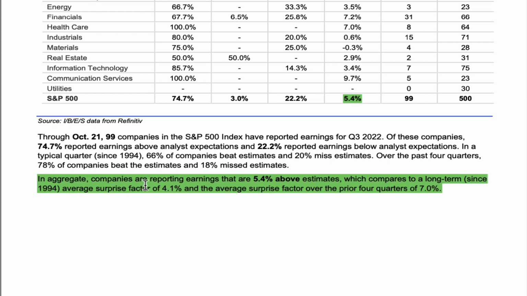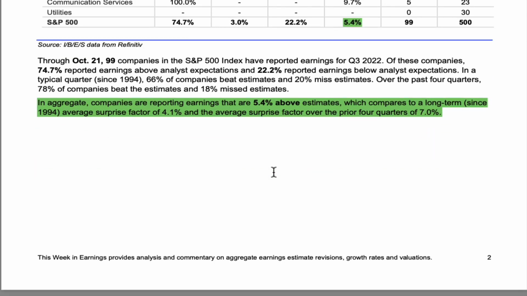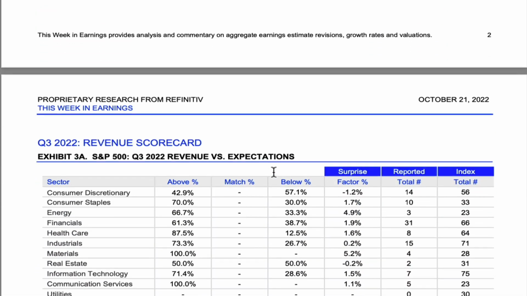In aggregate, companies are reporting earnings that are 5.4% above estimates, which compares to a long-term average surprise factor of 4.1%, and the average surprise factor over the prior 4 quarters of 7%. So it is lower than the previous 4 quarters. We just started, we're only 20% in. But the average is 4.1, sitting above the average. So far it looks good, right?